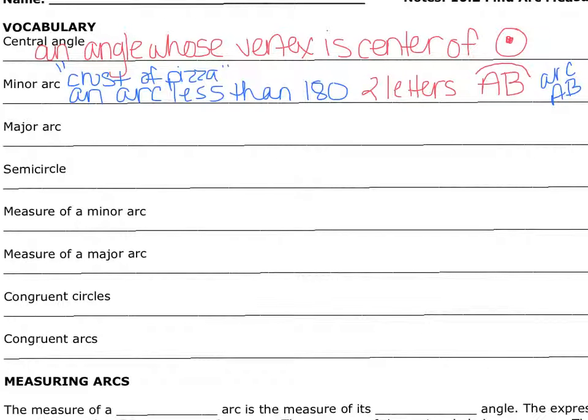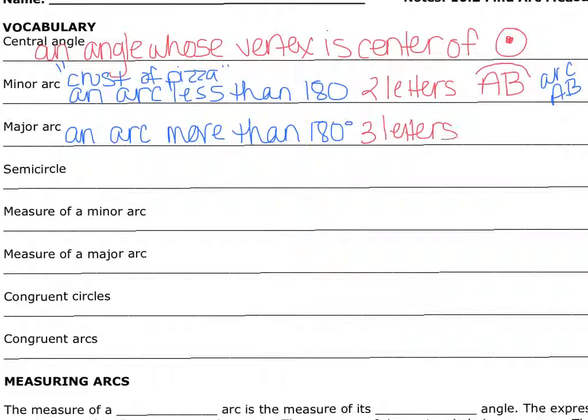Now, major arcs, again, still an arc is the crust, but major arcs are arcs that are more than 180 degrees. Now, for major arcs, we use 3 letters. So kind of the same thing. Now we would say this is arc ABC and put the arc over the top. So again, that is read aloud as arc ABC. So knowing that a minor arc has 2 letters and a major arc is 3 letters is going to be important when you're asked to find the measure of the arcs.